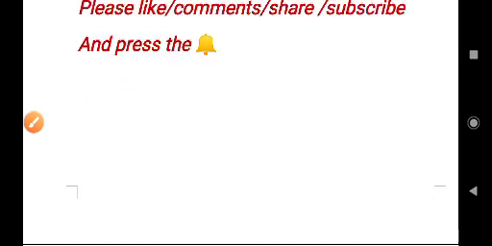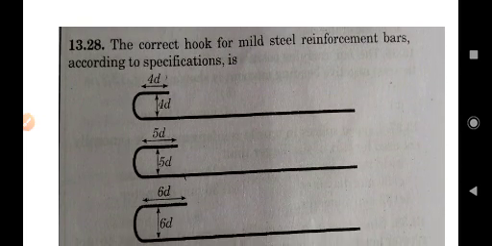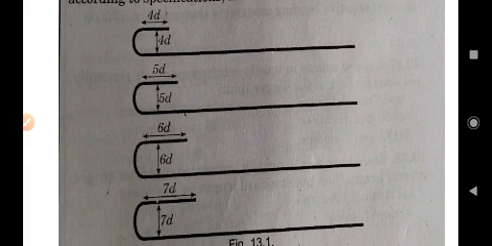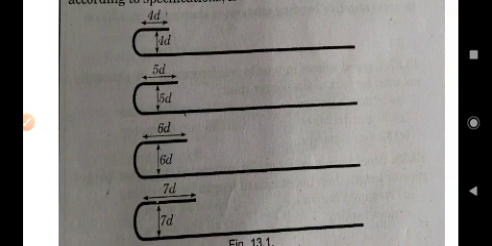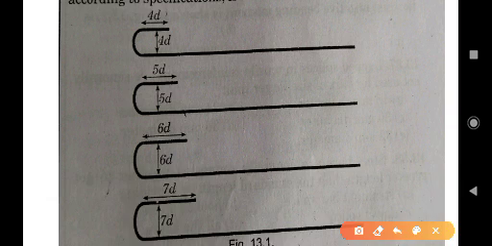Question number 28. The correct hook for mild steel reinforcement bar according to IS specification is... The right answer is option A, 4D.